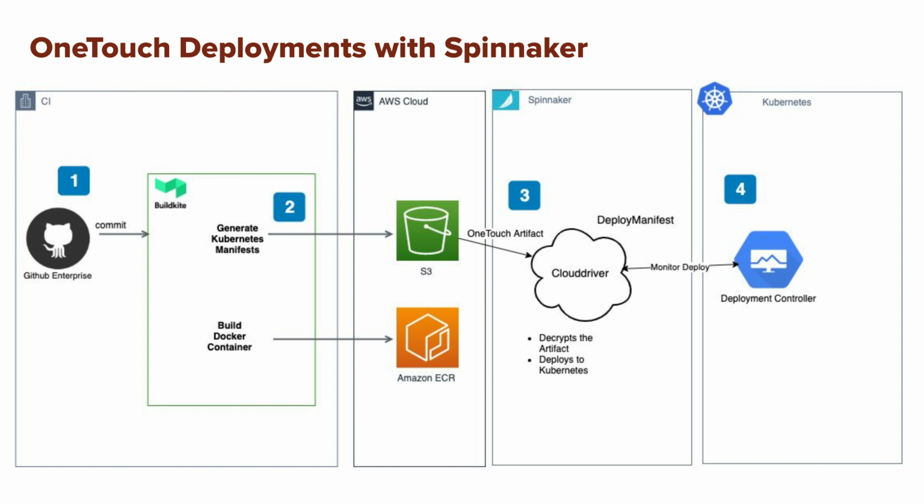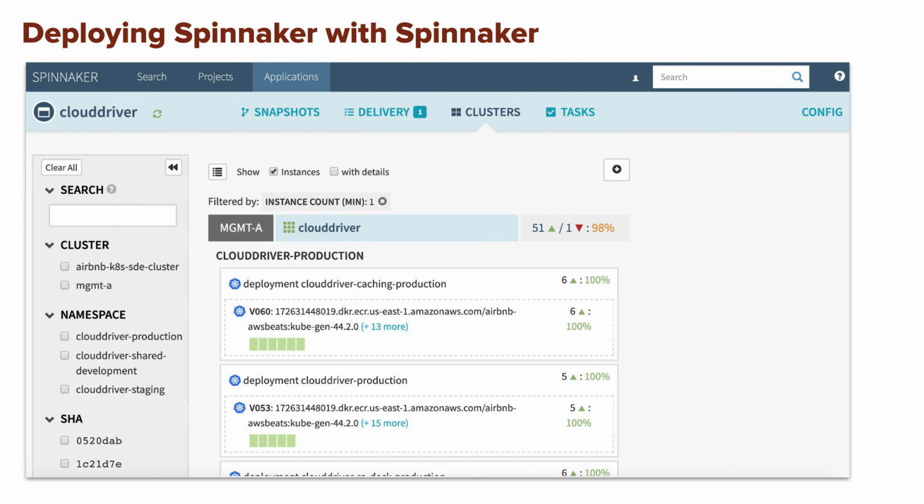So with our custom artifact, we can use the existing stages. We just use the deploy manifest stage to tell Spinnaker, here's a Kubernetes manifest, go and deploy it. That happens in Cloud Driver. Cloud Driver will deploy to Kubernetes and monitor the deploy, and that's it. We're good to go. So it was pretty easy for us to teach Spinnaker how to deploy one-touch services. We just had to create a custom artifact. That shows how flexible Spinnaker is. You can teach it things like build signing relatively easily.